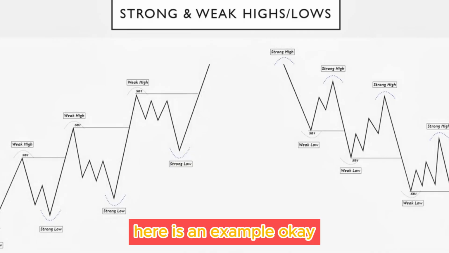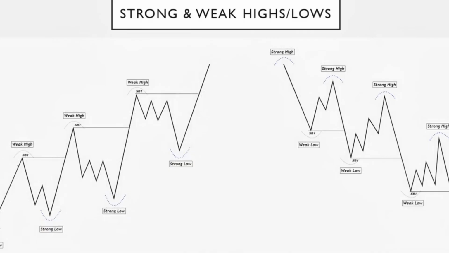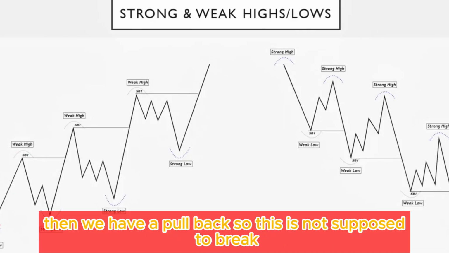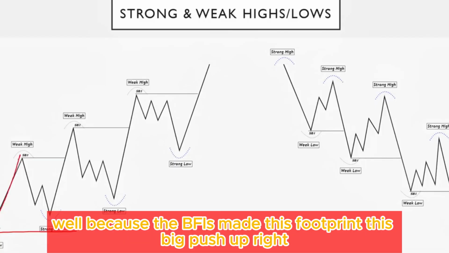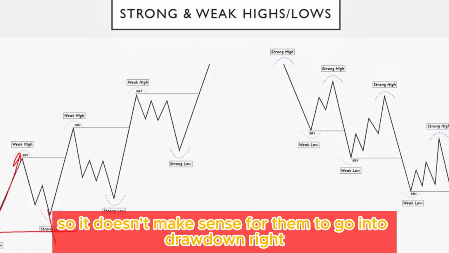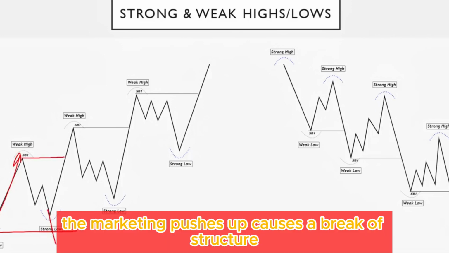Here is an example, okay? This is just market structure, all right? This push caused the break. Then we have a pullback, so this is not supposed to break. This is protected. Why? Well, because the BFIs made this footprint, this big push up, right? So they wouldn't like to go below their orders, so it doesn't make sense for them to go into drawdown, right? The market then pushes up, causes a break of structure.